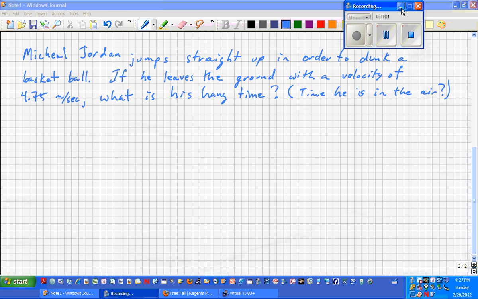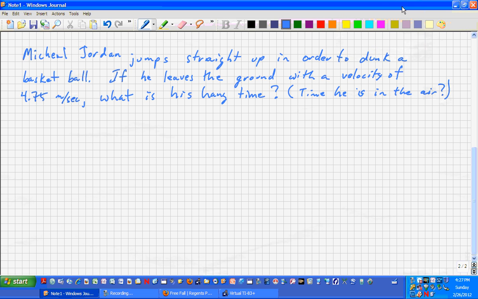Let's take a look at another example of a falling object, one that's launched straight up in the air. We've got Michael Jordan. He jumps straight up in the air in order to dunk a basketball. If he leaves the ground with a velocity of 4.75 meters per second, we want to know what his hang time is. In other words, how long he's in the air.